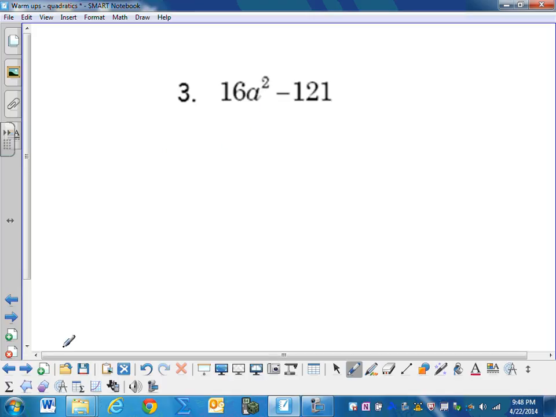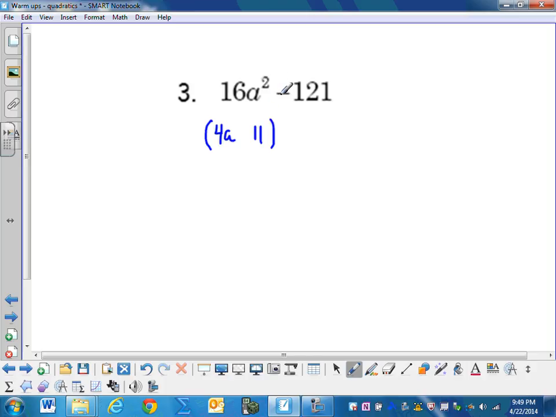Number 3, 16a squared minus 121. Is the first term a perfect square? Yes. Is the last term a perfect square? Yes. So I start off with my two parentheses, and I take the square root of 16a squared, which is 4a. And I take the square root of 121, which is 11.